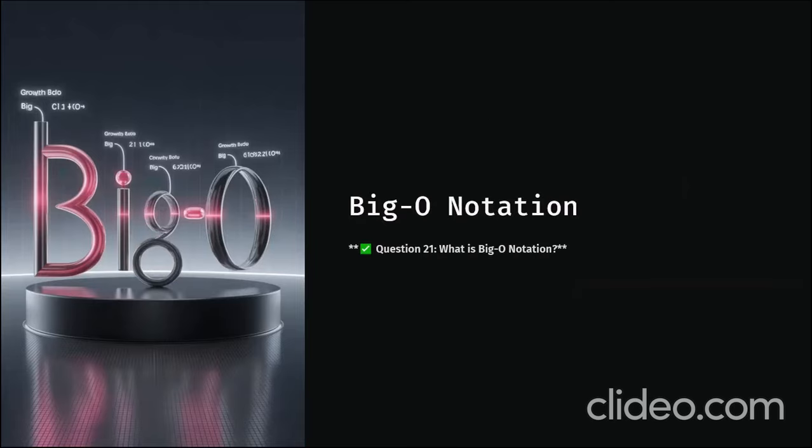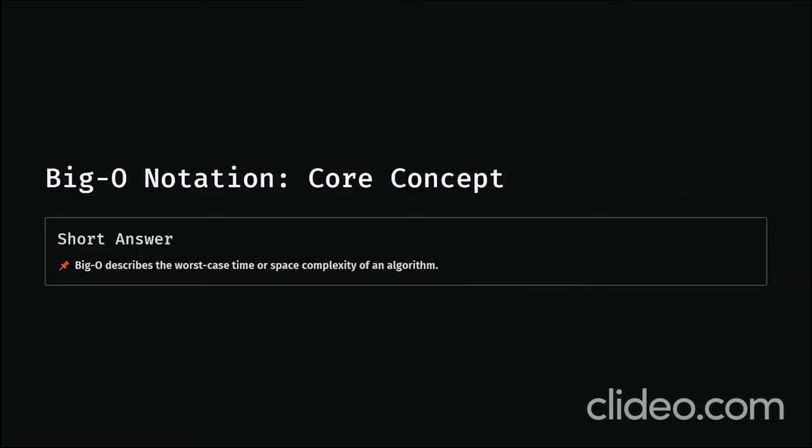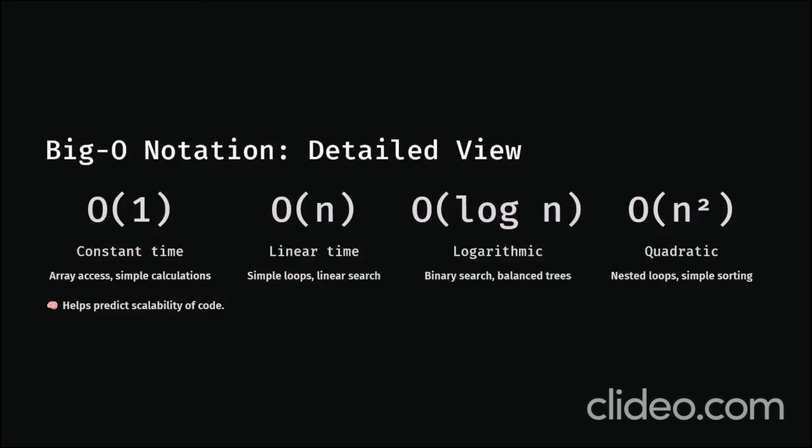So, the question is, what is big O notation? Big O describes the worst case time or space complexity of an algorithm. So, these are the simple constant time, linear time, logarithmic, and quadratic. Right? So, constant time, array access, and simple calculation. Linear time is used in simple loops, linear search. Logarithmic, binary search, and balanced trees. And quadratic is used for nested loops, simple sorting.